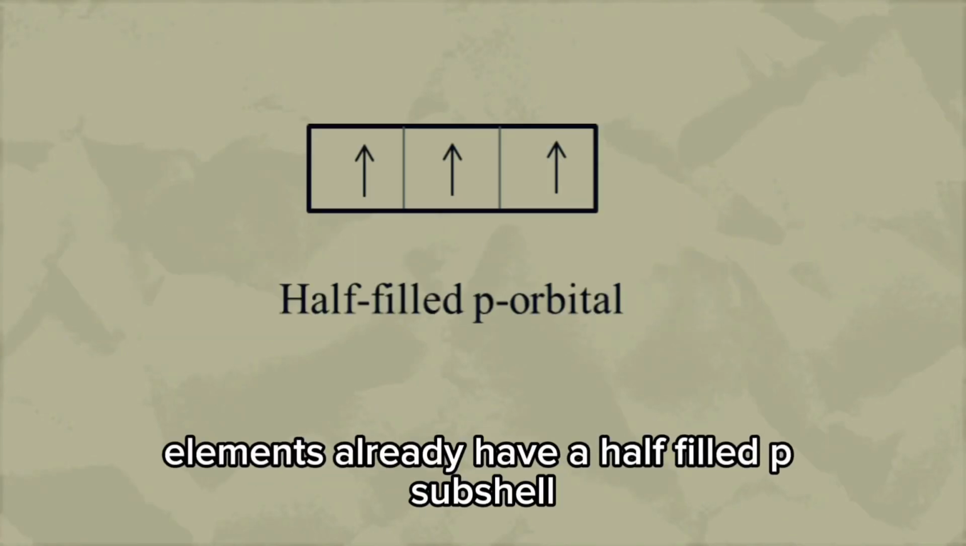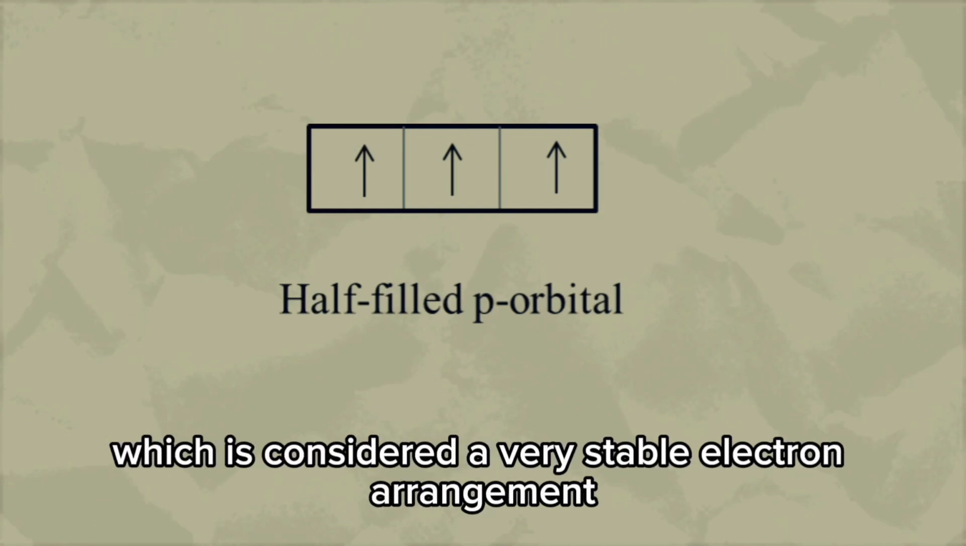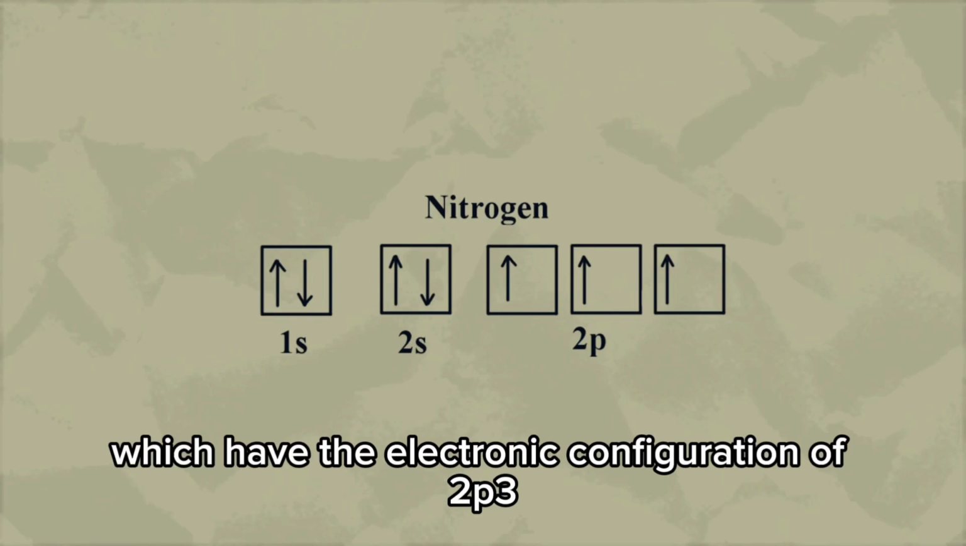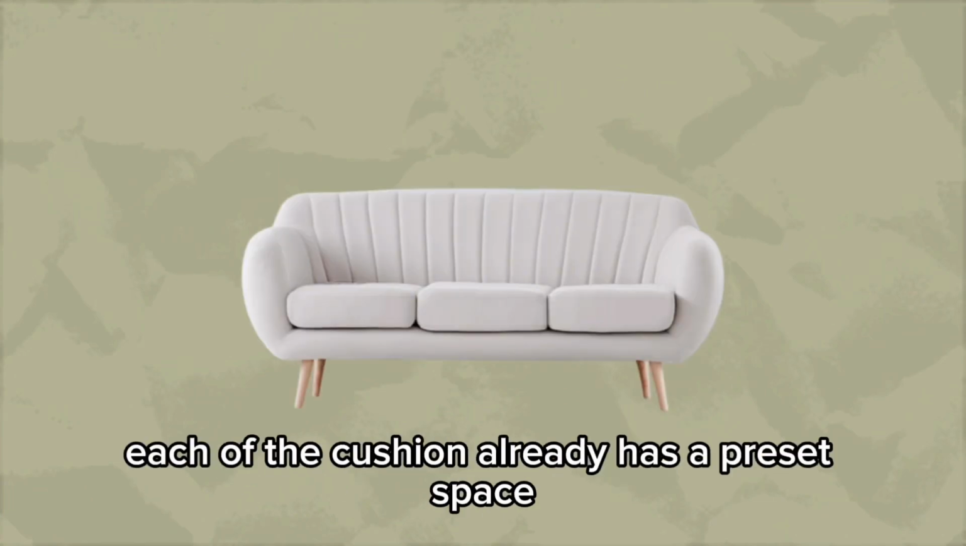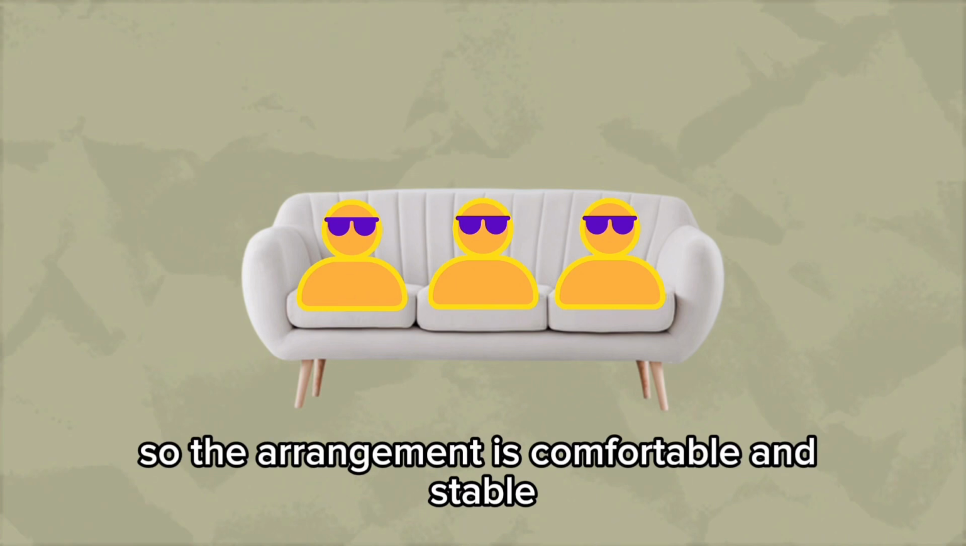Group 5A actually has lower electron affinity than expected, and this is because Group 5A elements already have a half-filled p subshell, which is considered a very stable electron arrangement already. For example, if you look at nitrogen, which has the electronic configuration of 2p3, where each of the 3 p orbitals already contains one electron. And to visualize it further, we can use the sofa analogy. Each of the 3 already has their own space, so the arrangement is comfortable and stable.